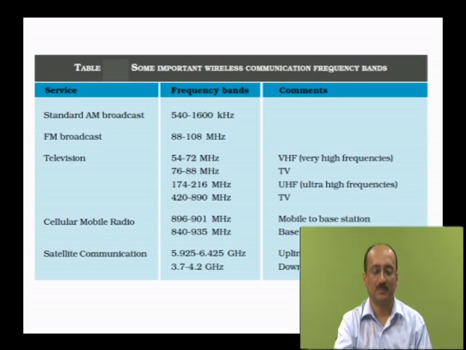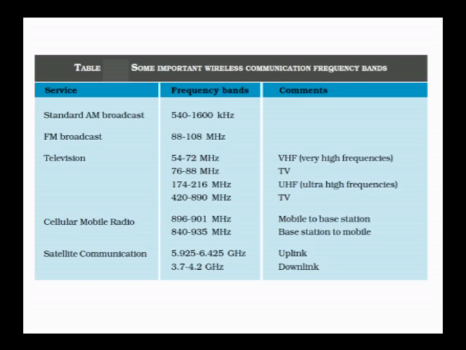And some of the communication frequency bands are given. You have to commit certain numbers to memory, like standard AM broadcast, less than 2 megahertz. FM stations generally operate between 88 to 108 megahertz. You will have so many FM stations playing, you know the frequency ranges. Television will operate up to some 800, 900 megahertz, ultra high frequency ranges. Cellular mobile will operate from 840 up to 935 megahertz. Satellite communication will be in gigahertz, and uplink and downlink frequency ranges are generally different.